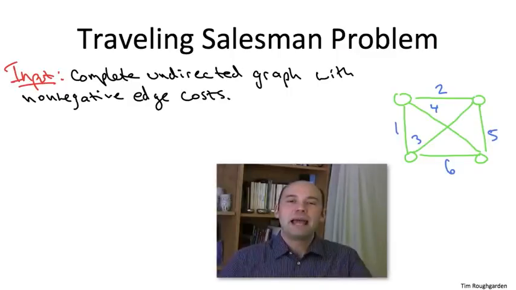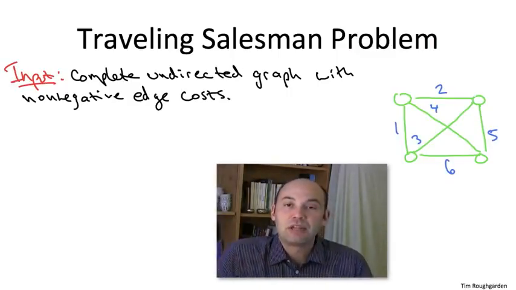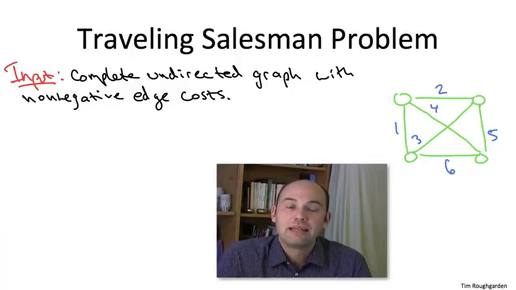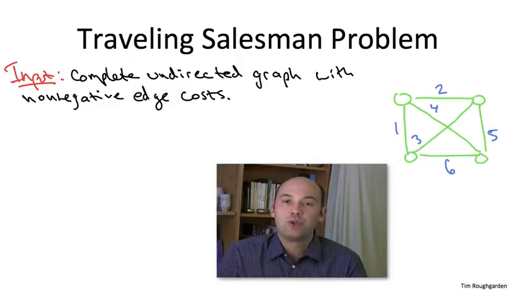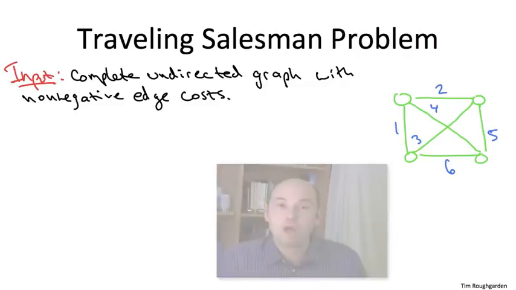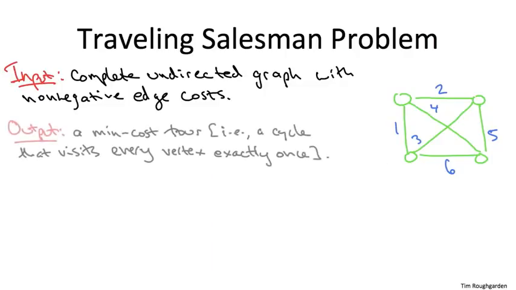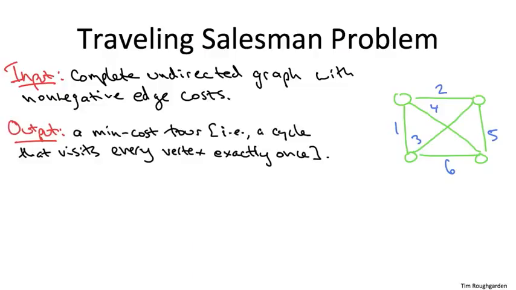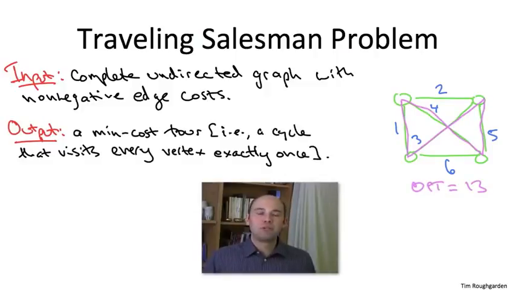The responsibility of an algorithm for the TSP problem is to output a tour, that is, a cycle that visits every single vertex exactly once, and amongst all tours, which you can think of as a permutation of the vertices, the order in which you visit them, you want the one that minimizes the sum of the edge costs. So for example, in the green graph that I've drawn, the minimum cost tour has total cost 13. So the TSP problem is simple enough to state.